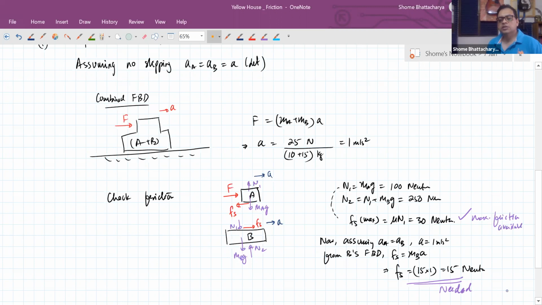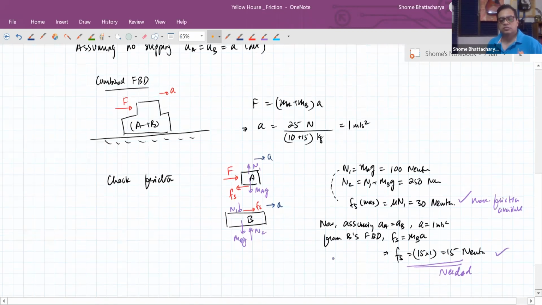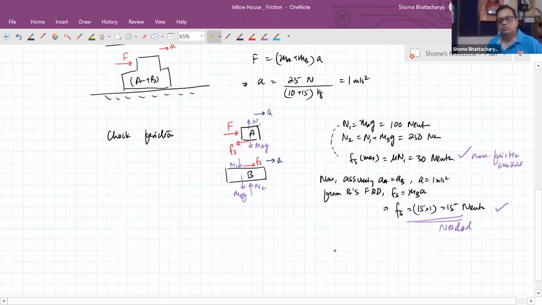So immediately you can see that yes, the assumption is correct. Okay. So therefore, for F equal to 25 newtons, our assumption is correct. There is no slipping between A and B.